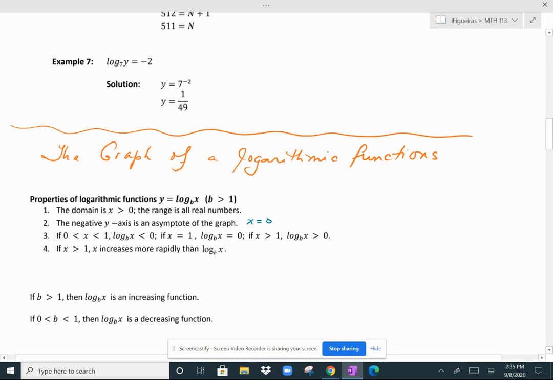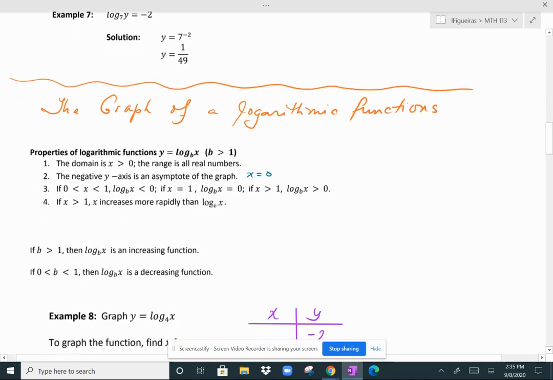If x is between 0 and 1, then your logarithmic function is negative. If x equals 1, then the logarithmic function equals 0. And if x is greater than 1, your logarithmic function will be positive. So once you see the graph, this will make more sense to you. And if x is greater than 1, then x increases more rapidly. So your x's grow faster than your log base b of x.